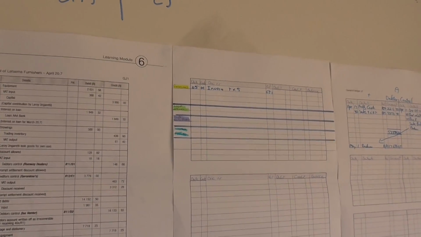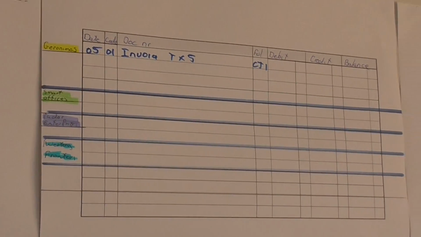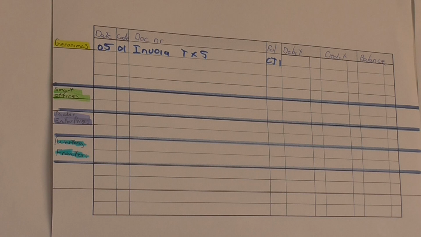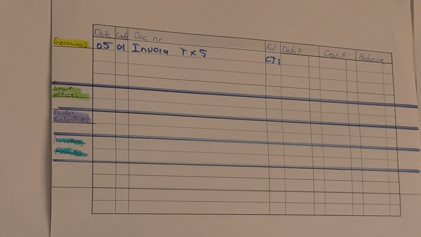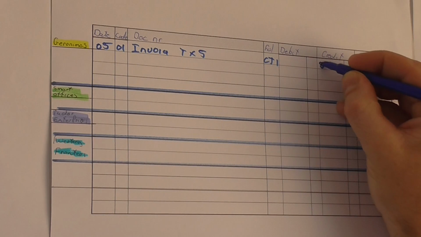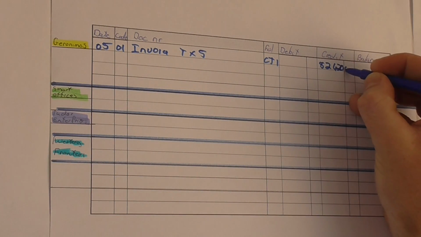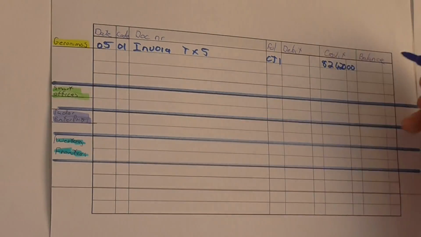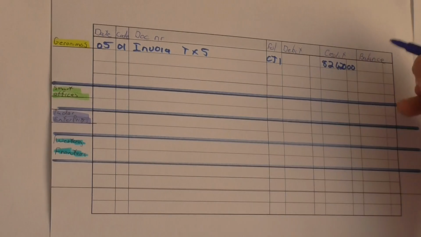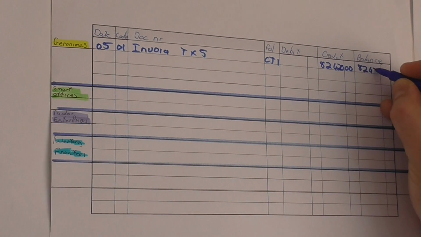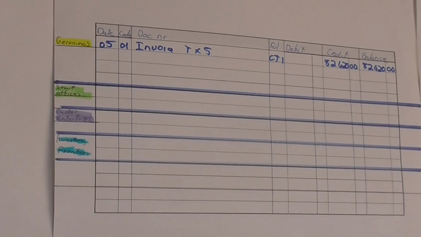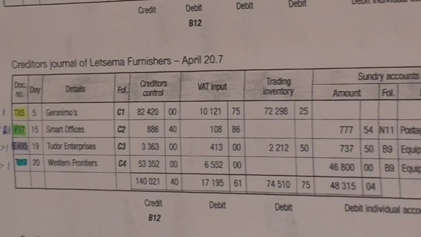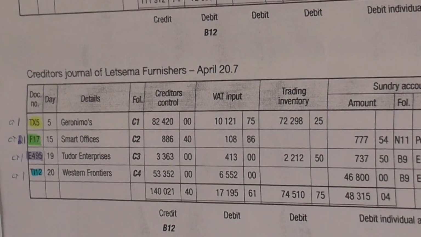Okay. So now we've already seen that the Creditors Journal there gets credited with the amount, and remember you use your VAT inclusive amount of 82420. So let's credit 82420. And obviously your balance is 82420 because you add it on. Now let's move back again. As we can see from the Creditors Journal, that is the only entry for Geronimos.